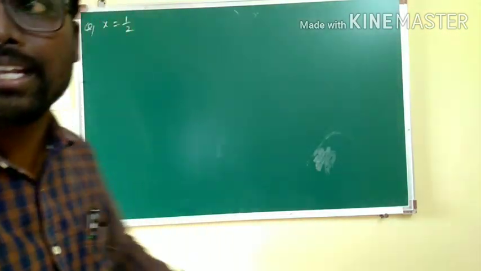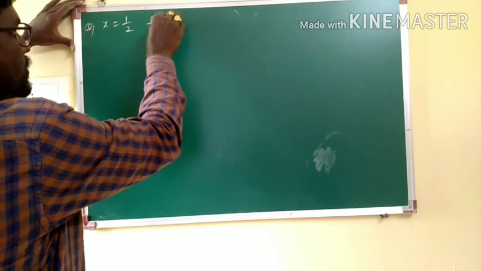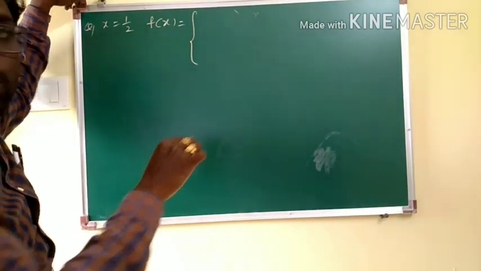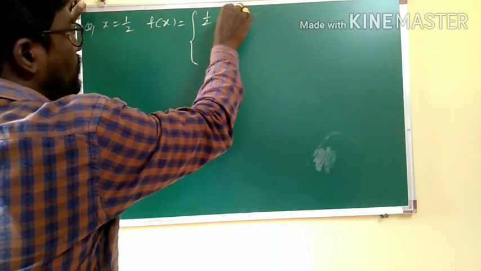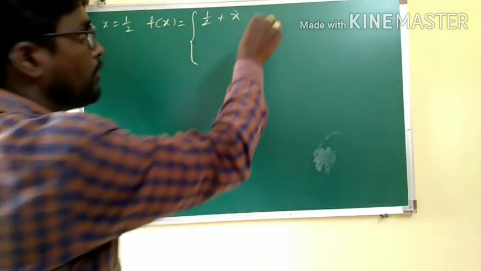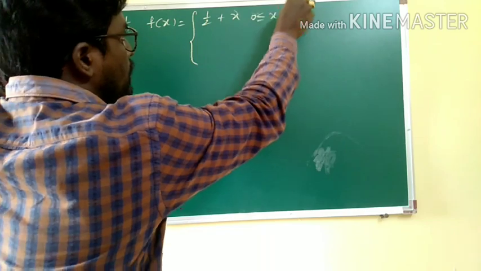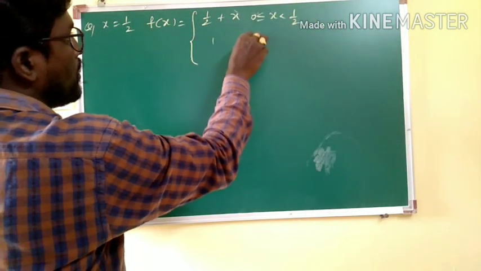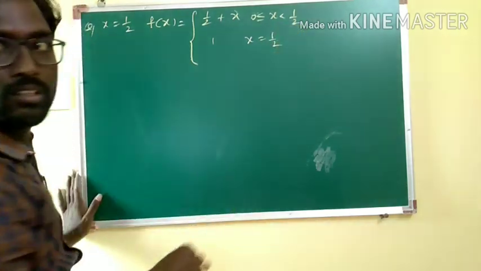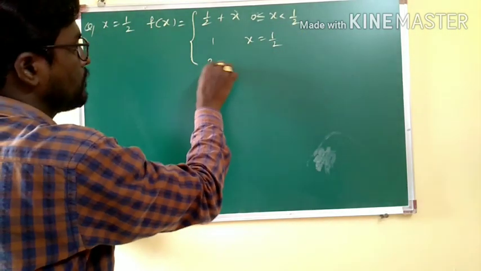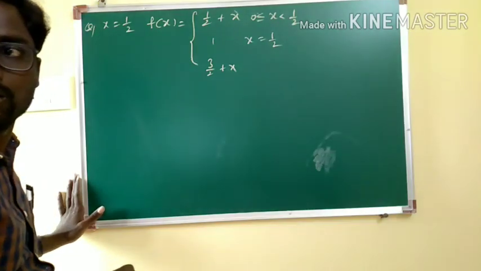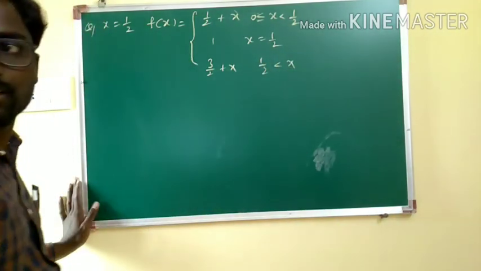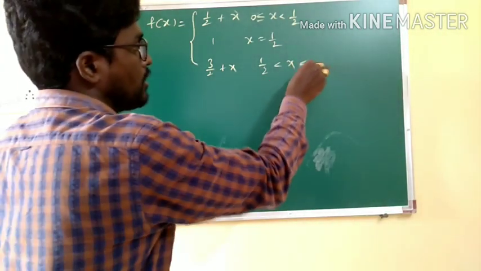What is the function given here? f of x is equal to 1 by 2 plus x, if 0 less than or equal to x less than 1 by 2; 1, if x equal to 1 by 2; 3 by 2 plus x, if 1 by 2 less than x less than or equal to 1.